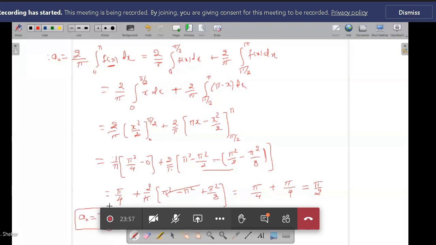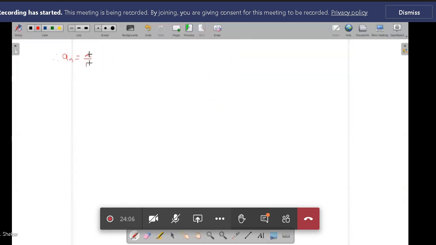So now similarly we need to find an. Therefore an is 2 by pi integration from 0 to pi, f of x into cos n pi x by pi, into dx. So pi cancelled.